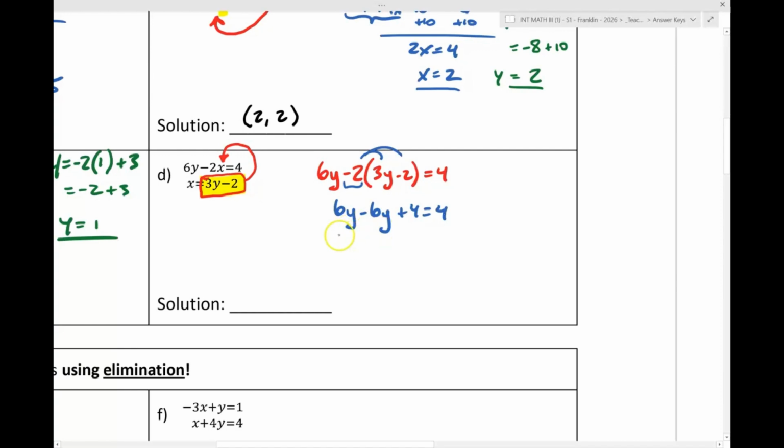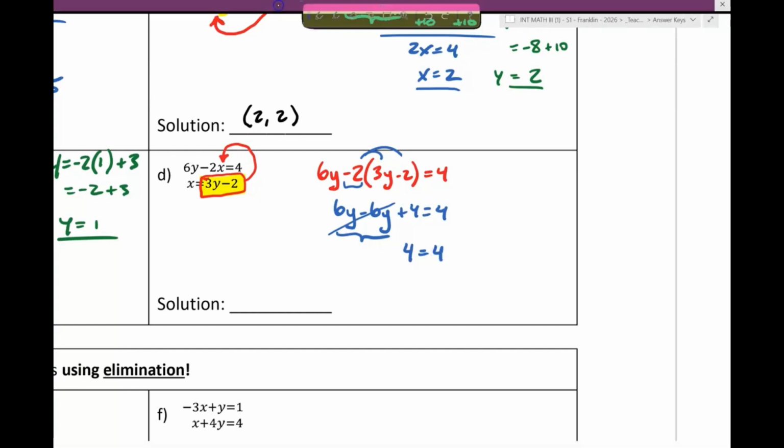If we just go ahead and combine like terms, this goes to 0, right? 6y minus 6y is 0. So what we end up with is 4 equals 4. And if you subtract 4 from both sides, you get 0 equals 0. So essentially the same thing.